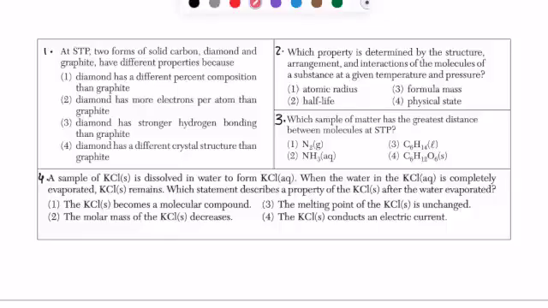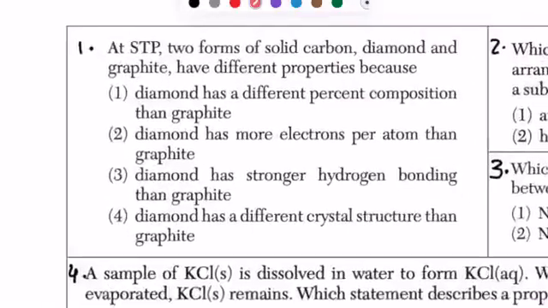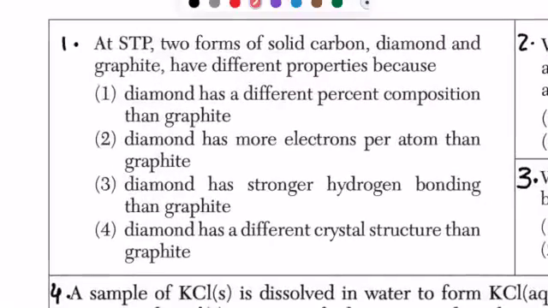So at STP, two forms of solid carbon, graphite and diamond, have different properties because they have different chemical composition, and they also have different structures. So let's look at the options. Diamond has a different percent composition than graphite. Diamond has more electrons per atom than graphite, which is not true because we know they are both made of carbon. Diamond has stronger hydrogen bonding than graphite.